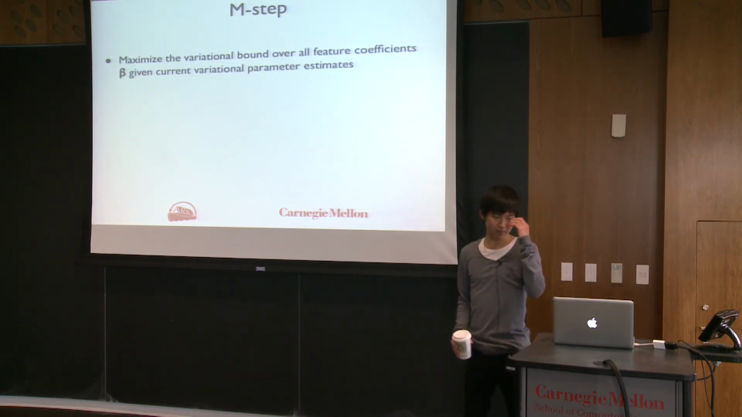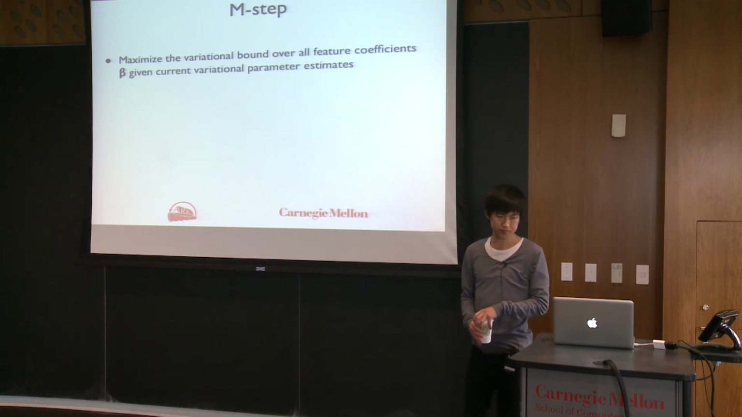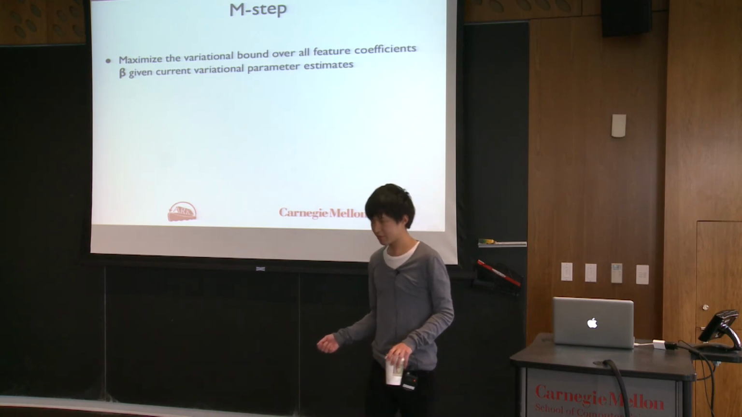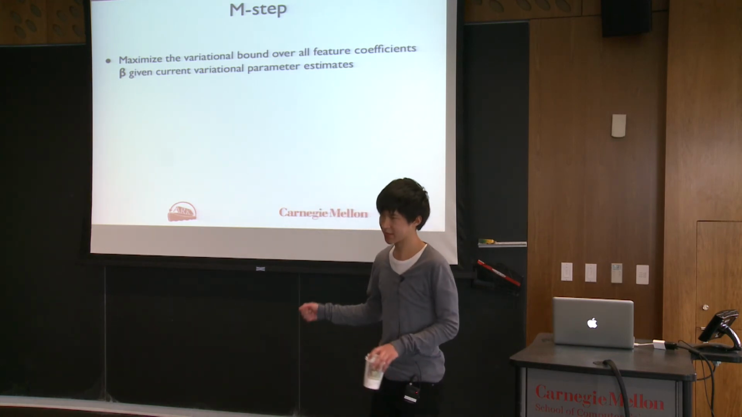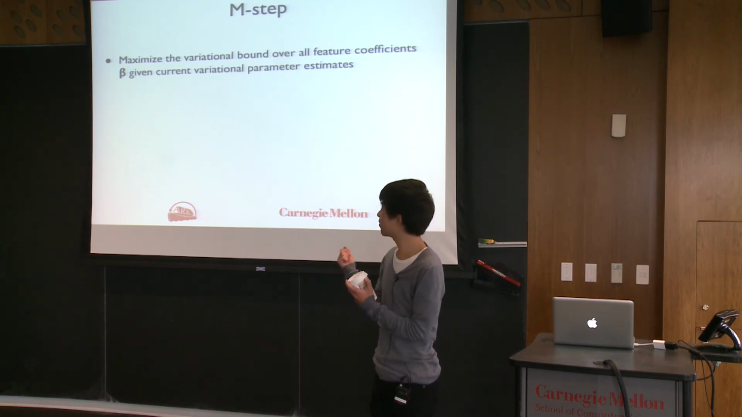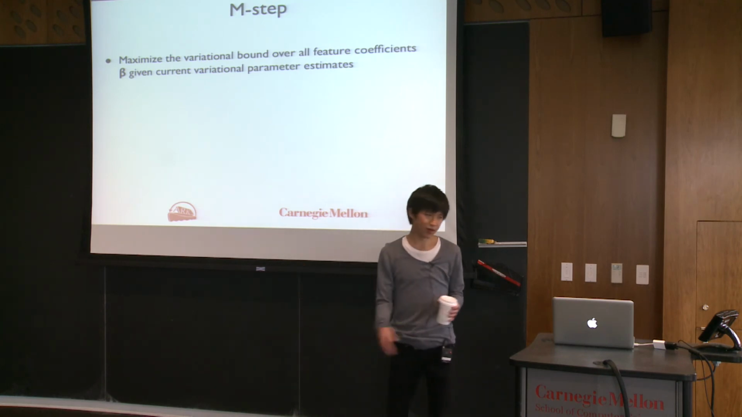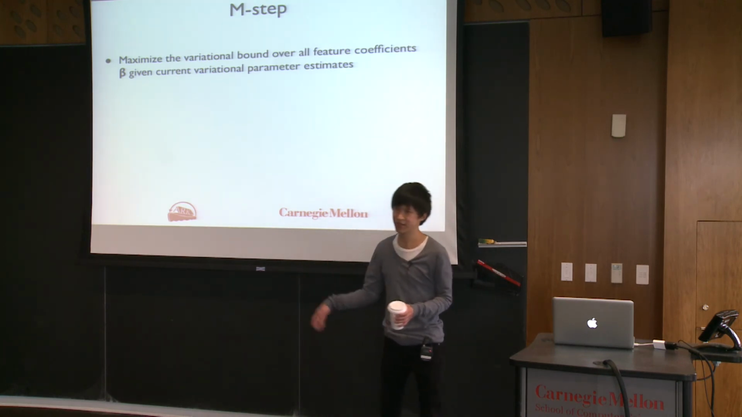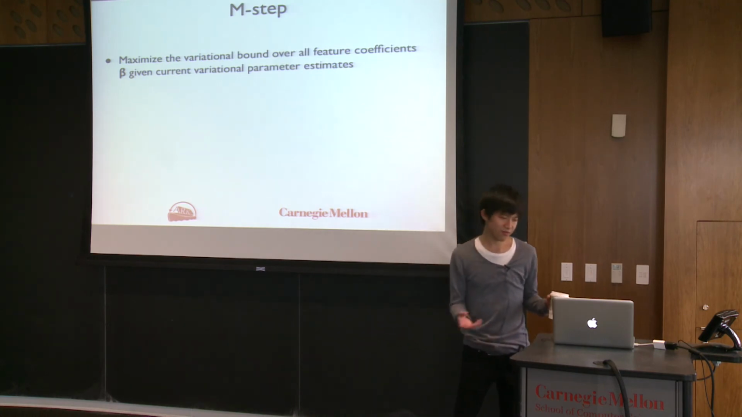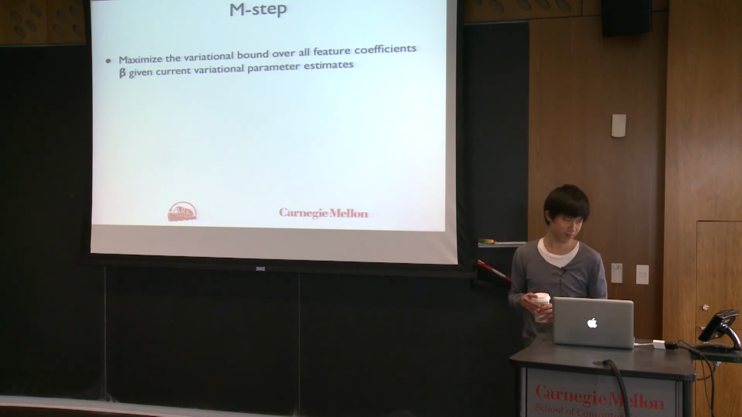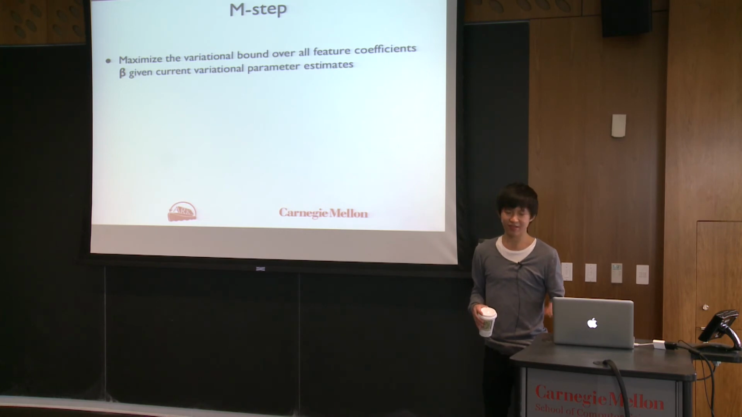And in the M step, we do something very similar to when we train any kind of regression model. So just maximize over beta given fixed estimates of our variational parameters. So this is just standard maximization. You can use any favorite optimization method, first order methods, LBFGS. We use LBFGS, but any optimization method can be used here. OK, so that's our second prior.